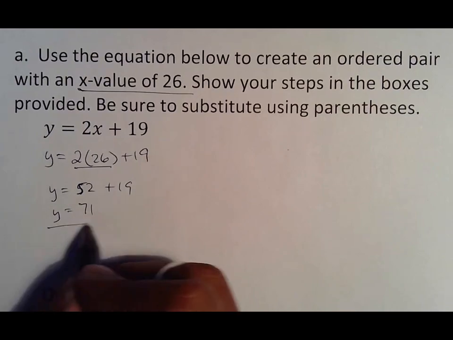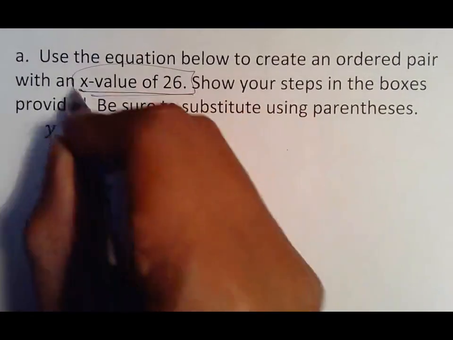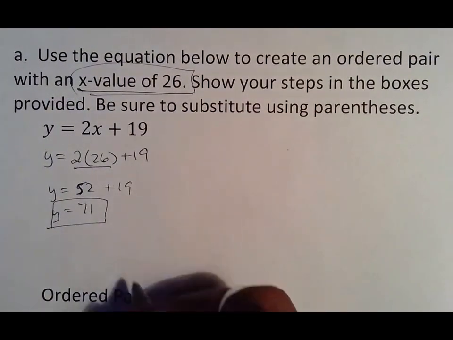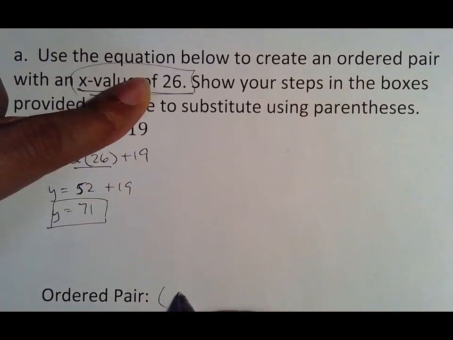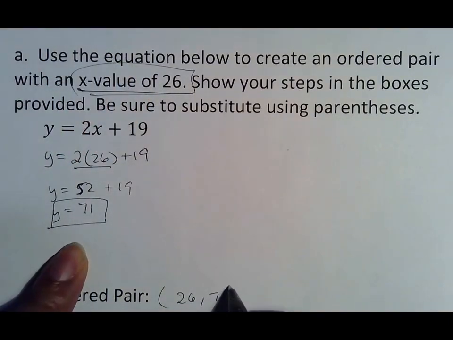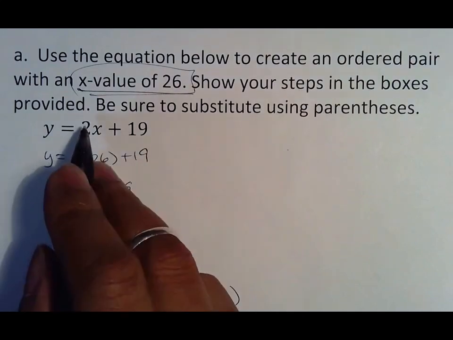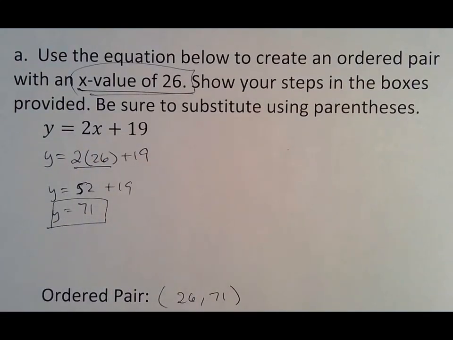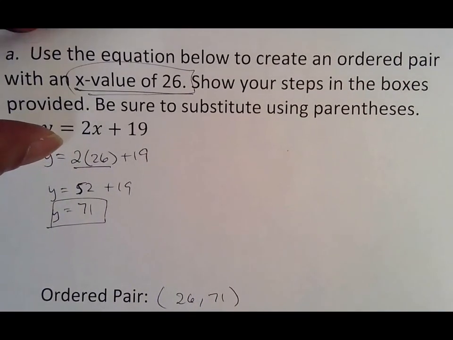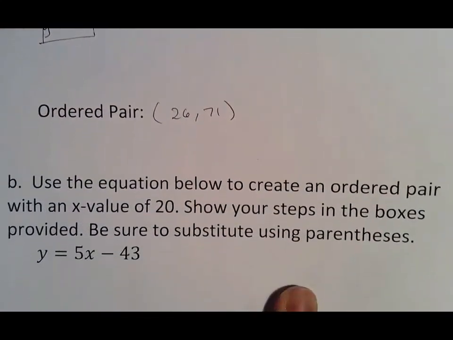But here's the thing now. You now have an x and a y, and so your ordered pair is, remember, x, y. X goes first, y goes second. And that's all it is. So show the work on doing this part. Once you get your y, put it in there with your x, and everything is good.